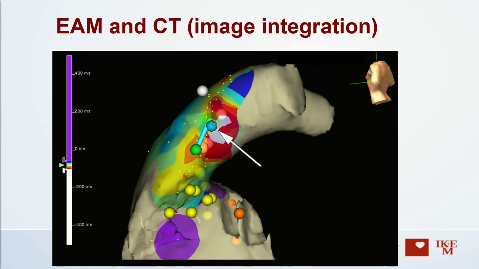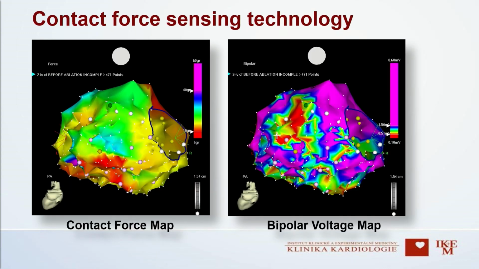You can use imaging together with electroanatomical mapping, CT or MRI. We also heard some talk about that. Some people believe that contact force improves safety. There is no single study showing that contact force really improves safety. But just, by the way, this is first ever made map of the left ventricle with contact force technology, Smart Touch. That was from our study.